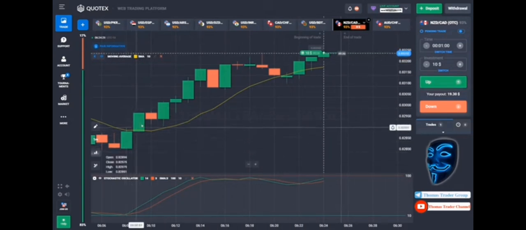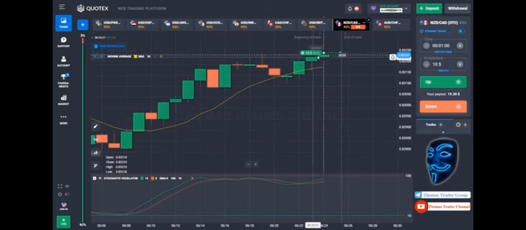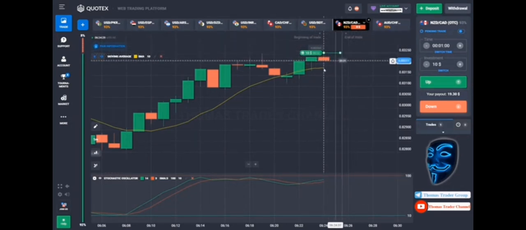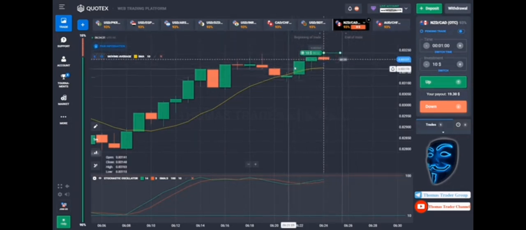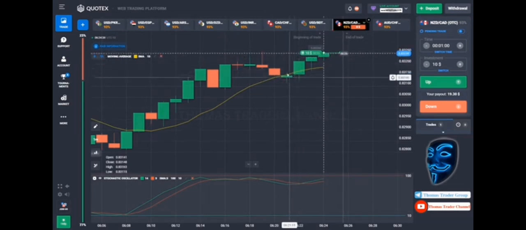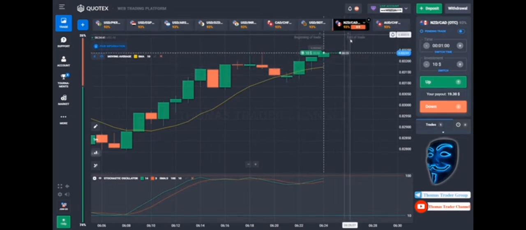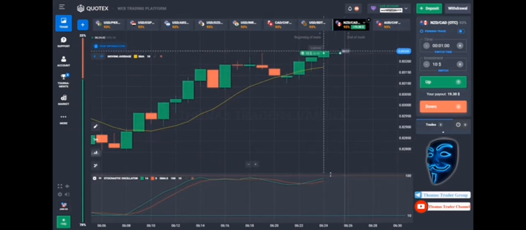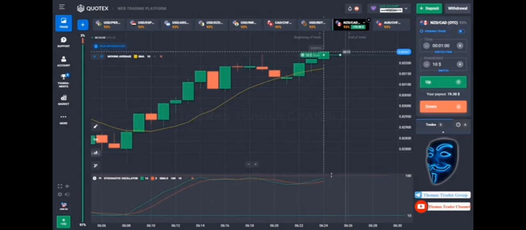As you can see, the market is going bullish, and the market has just made a rebound on the moving average line. I'm sure that the market will still continue the bullish trend, and you will find the overbought area over here before it makes a rebound. Let's brave it and let's wait till the end of our trade.